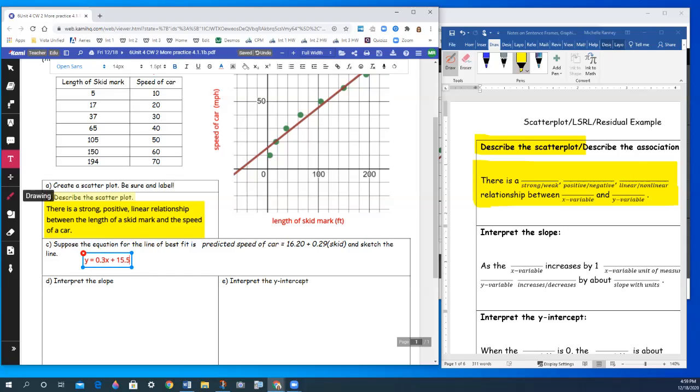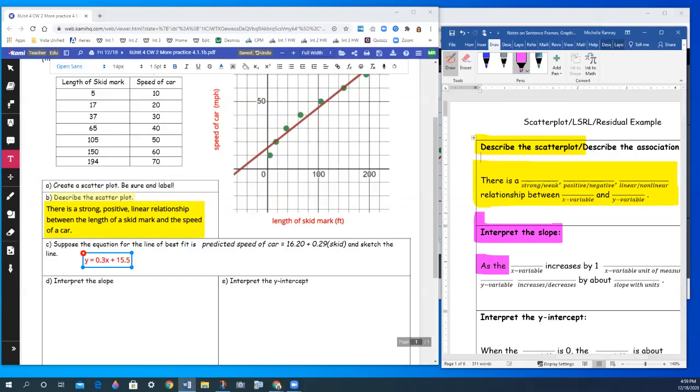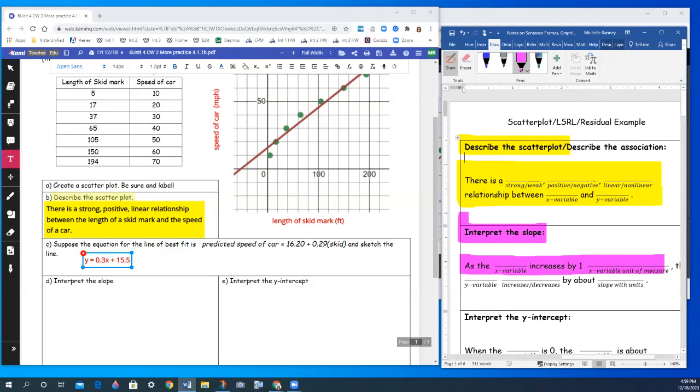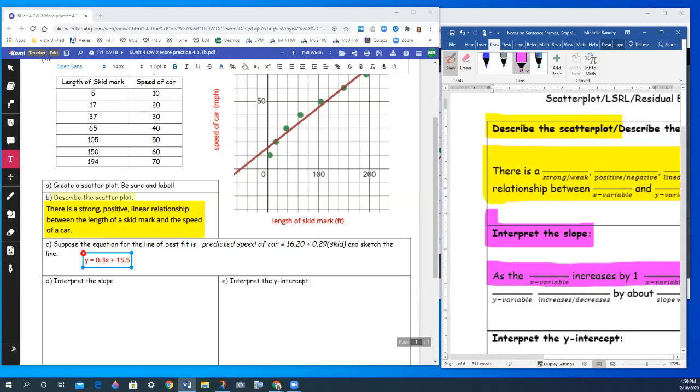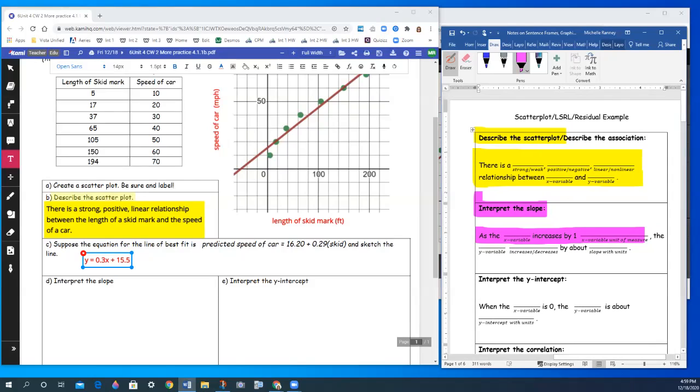Next one is interpret the slope. Okay. So interpret the slope is right here. It says as the X variable increases by 1, and it says whatever the X variable unit of measure is, then, let me move it over a little bit, shrink it down slightly, then the Y variable decreases by about, and then we're going to put that in here. So again, I'm doing the slope.